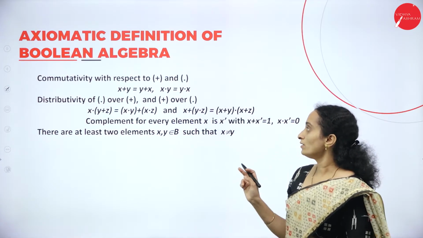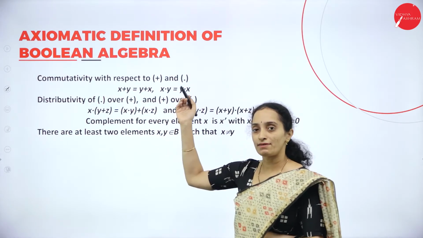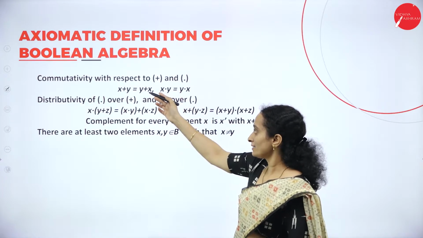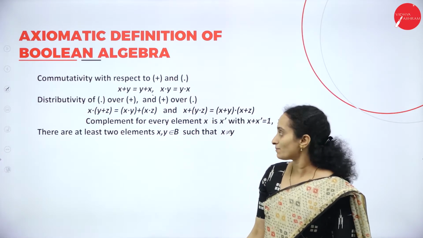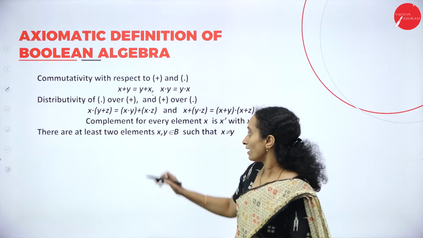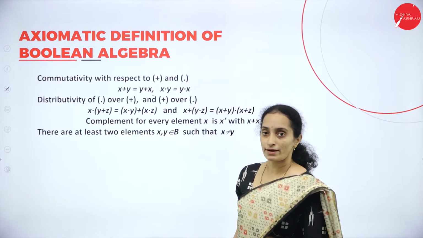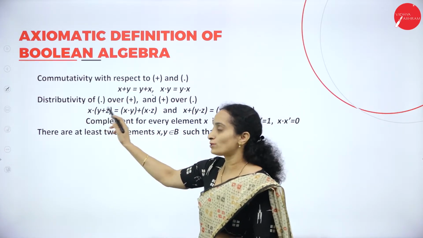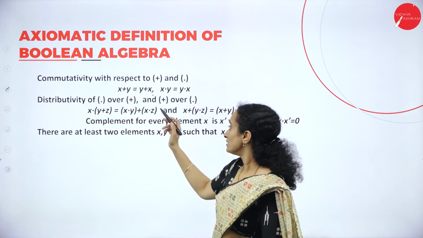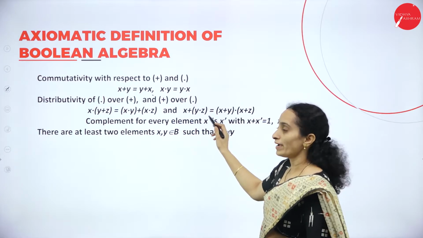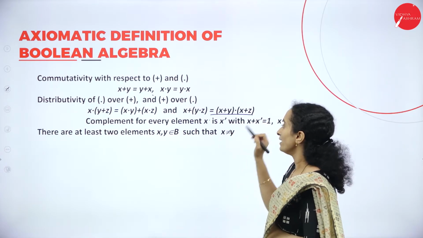Commutativity holds good with respect to plus as well as multiplication, like x plus y equals y plus x, and x into y equals y into x. When you check for the distributivity law of multiplication over plus and plus over multiplication, you are combining these two. Now x into (y plus z) is equal to x into y plus x into z, and x plus (y into z) is equal to (x plus y) into (x plus z).